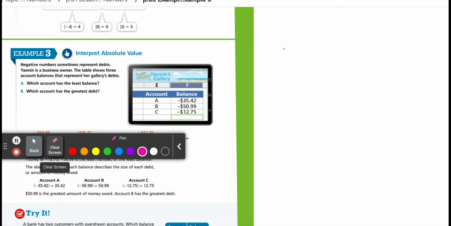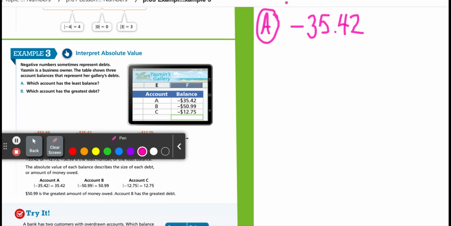Account A has a balance of -$35.42. So I want to find out, how far is this below zero? What's the absolute value of -$35.42? The absolute value would be $35.42. So -$35.42 is $35.42 away from zero.